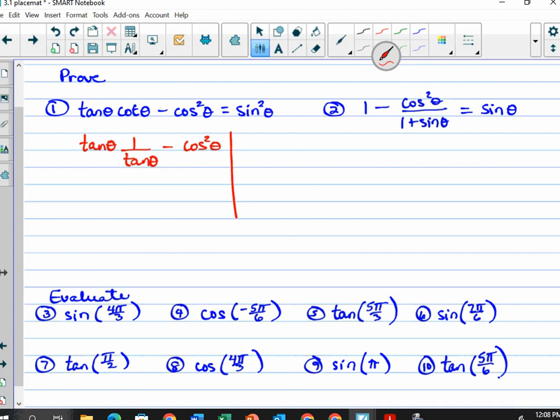What is the tangent times 1 over tangent become? 1. So I have 1 minus cosine squared. What is that? Yes, Pythagorean identity. That is sine squared, and you're done.